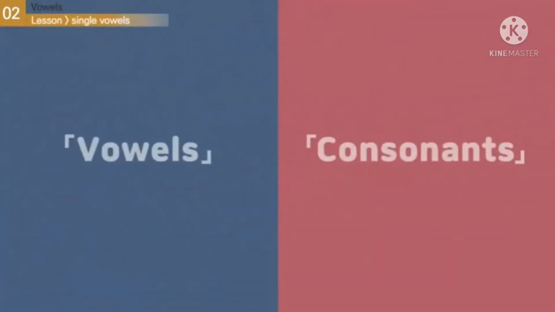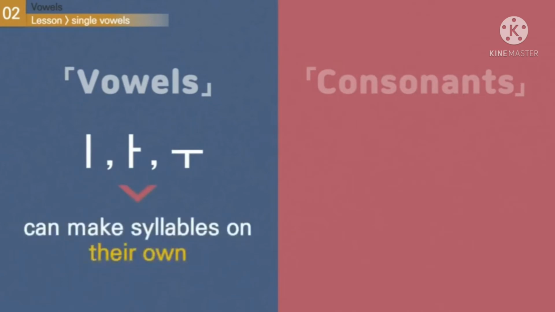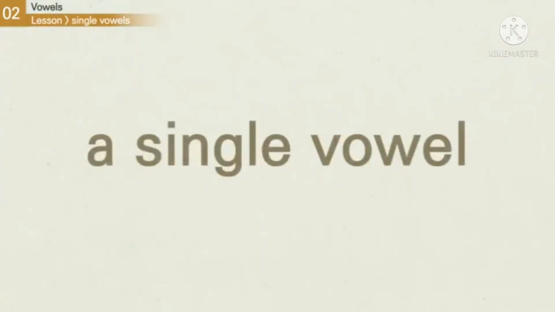Hangul consists of consonants and vowels. It's important to note that the vowels such as I, A, and U can make syllables on their own. First, let's learn about the 10 single vowels.